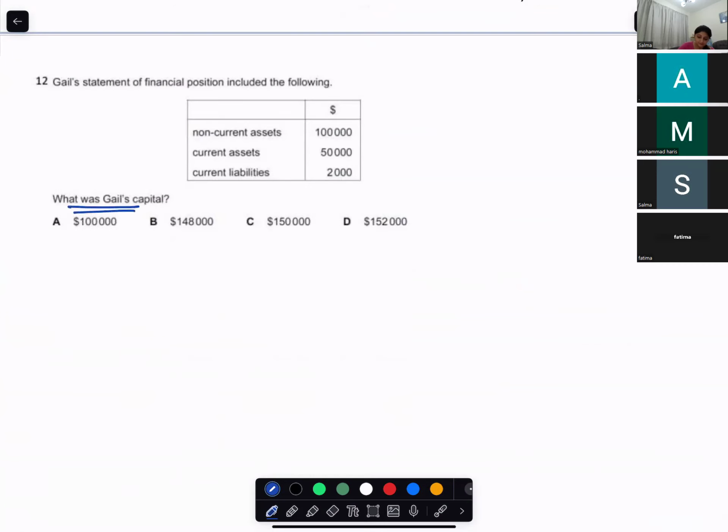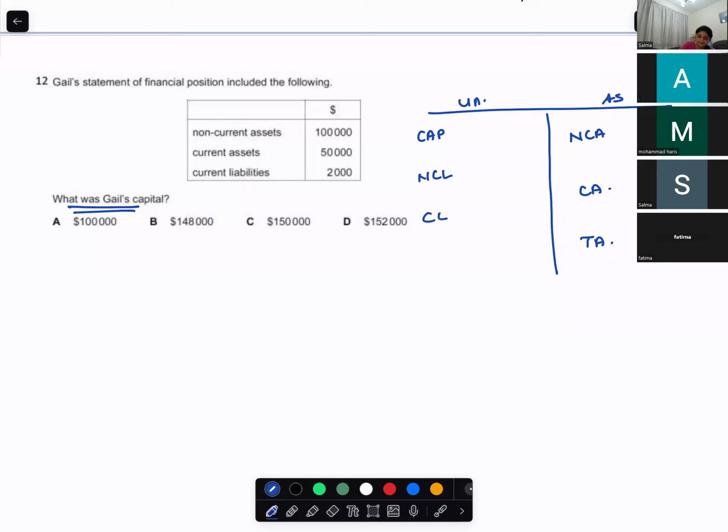Fatima? Okay, what will we do? Come on, tell me. This is the asset side and this is the liability side. In the liability side, we just do current liabilities, non-current liabilities, and capital. What do we want? We want capital. So NCA is 100,000. Current assets are 50,000. Current liabilities are 2,000.